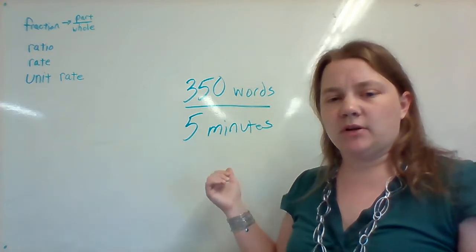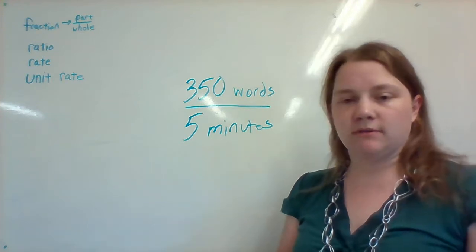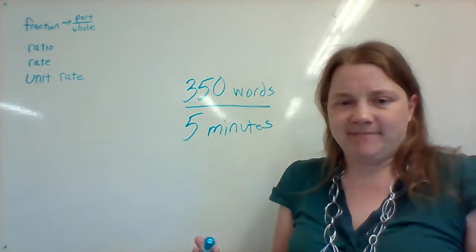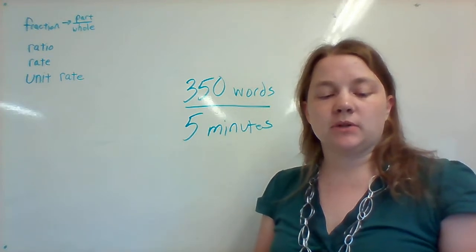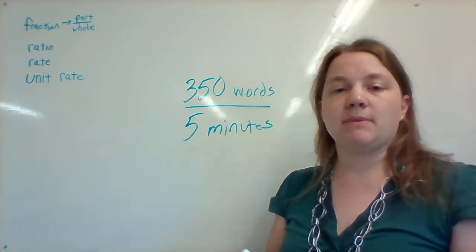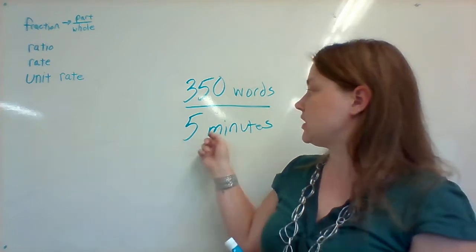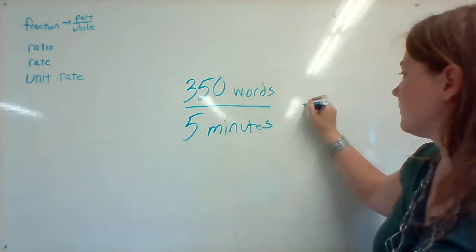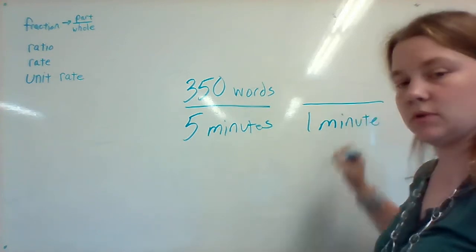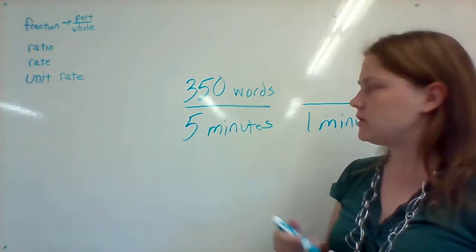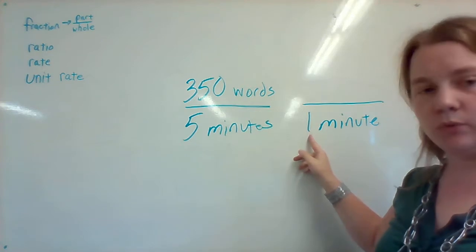But that number is kind of hard to understand. What does it mean to type 350 words in 5 minutes? It's very difficult. So what we're going to do is look at how many words I typed in 1 minute. We're going to change this 5 minutes to 1 minute. How do we do that? How do we get 5 to 1?